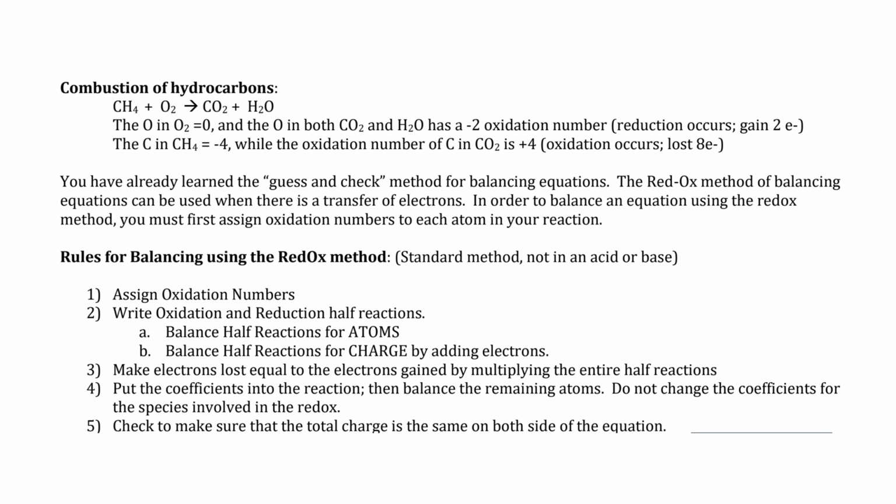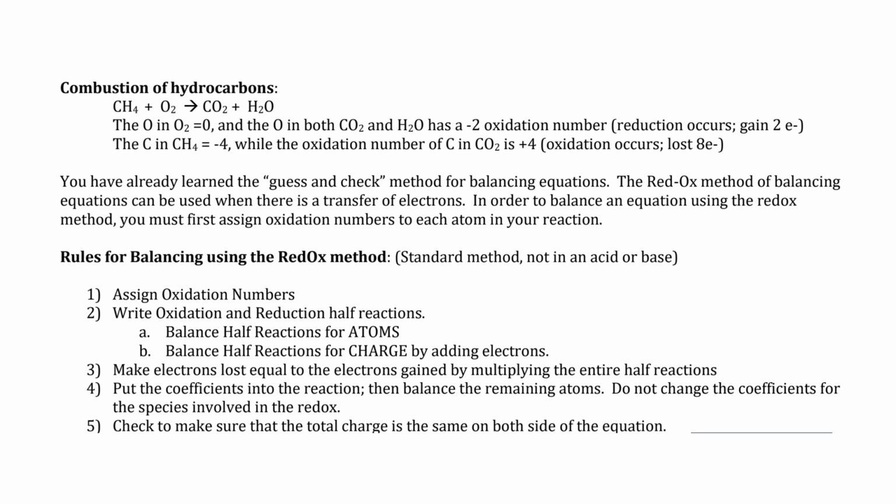You've already learned the guess and check method for balancing equations. The redox method of balancing equations can be used when there's a transfer of electrons. In order to balance using the redox method, you must assign oxidation numbers to each atom in your reaction. So, rules for balancing using the redox method. There's a standard method. There's a video going to explain how to do it step by step. I did work it with you, but here's a step-by-step video coming up.